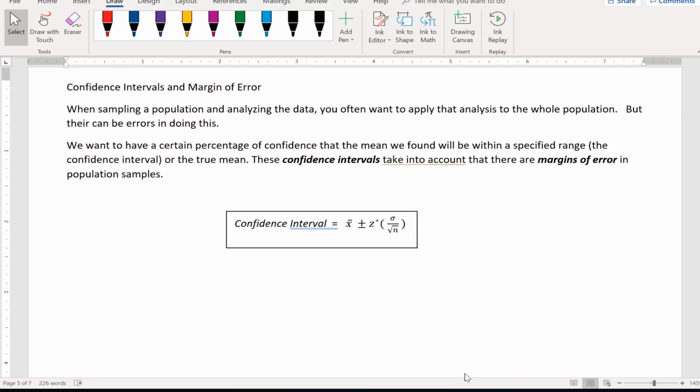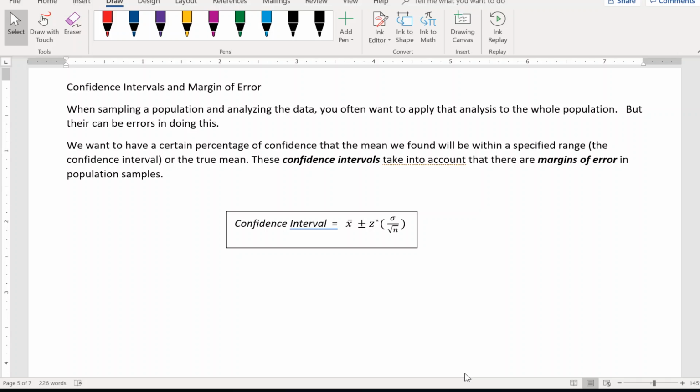When sampling a population and analyzing the data from it, you often want to apply that analysis to an entire population. But there can be errors in doing this. There can also be errors just in sampling a population. So we want to have a certain percentage of confidence that the mean we find will be within a specified range of the true mean.